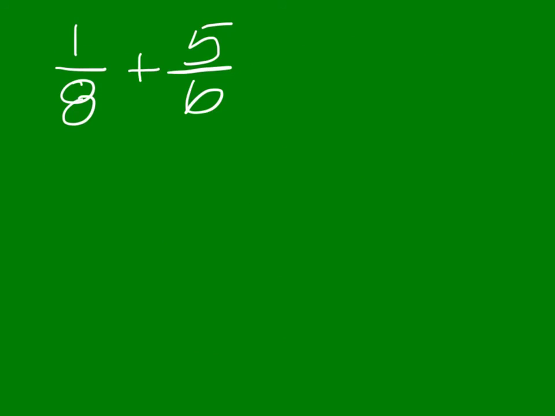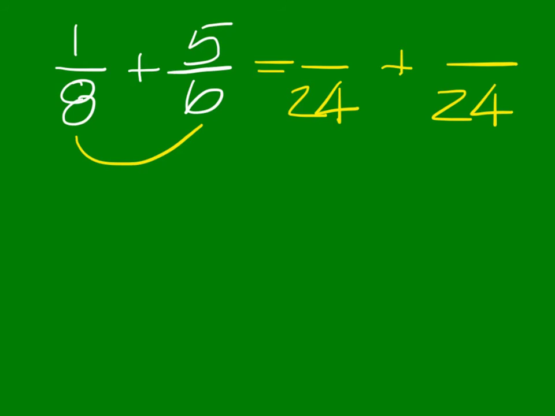Now what we found in the last problem, when we found the least common multiple, was that the lowest number that both 8 and 6 will go into is 24. And we determined that using the least common multiple method. So once you find that number, you rewrite those fractions and you use 24s instead of 8 and 6. But you have to change the top numbers.